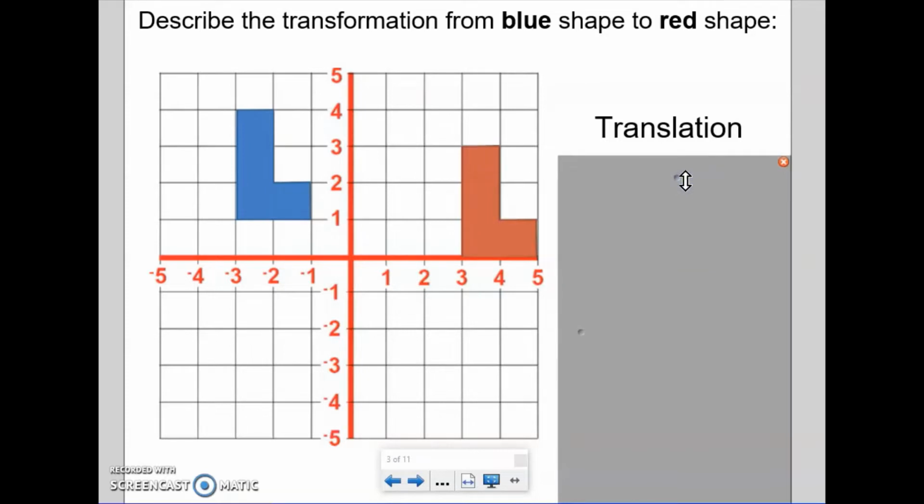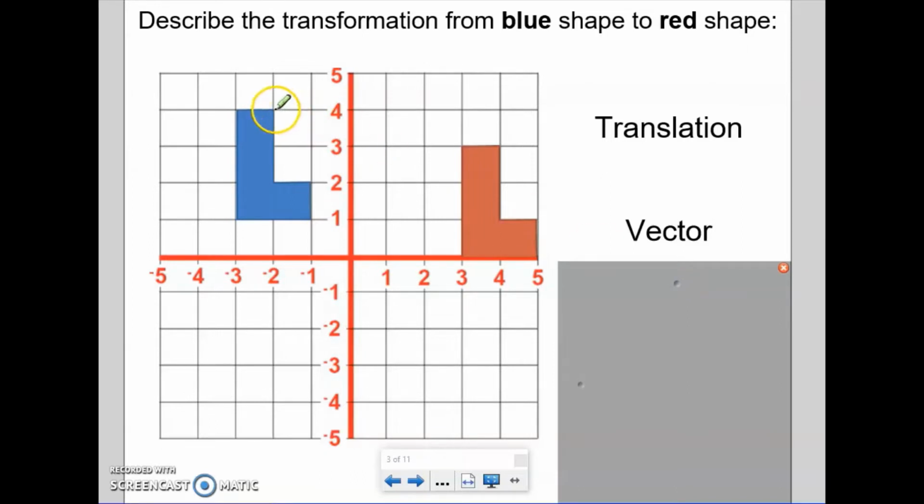I've picked up 1 mark. But then I also need to explain the translation. So I know I'm going to say it's translated by a vector. There's my key word, vector. And now I need to decide on my vector.